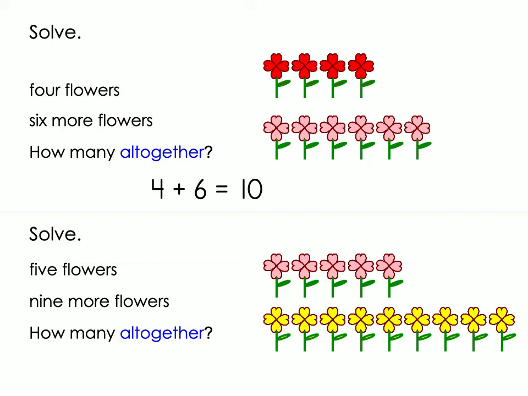Let's do another question. If we have 5 flowers and 9 more flowers, and we want to know how many there are altogether, what would you write as your adding sentence? All right, interesting. Camden tells me he would do 5 plus 9. And if we have 5 and do 9 more, how many will that be altogether? I'm going to start by noticing there are 9 yellow ones, and then I'm going to count 5 more after 9. 10, 11, 12, 13, 14. Fantastic. 5 plus 9 is 14.